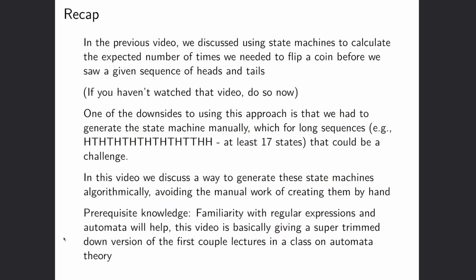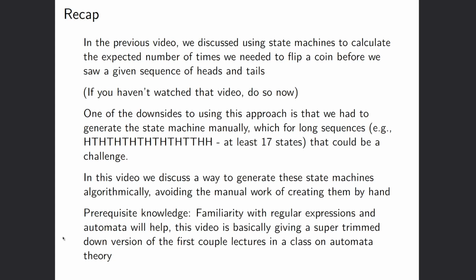So in the previous video, we talked about using state machines to calculate the expected number of times we needed to flip a coin before we saw that given sequence of heads and tails. If you haven't watched that video, please do so now. It's linked in the video description, and it'll give a lot of context to this video.